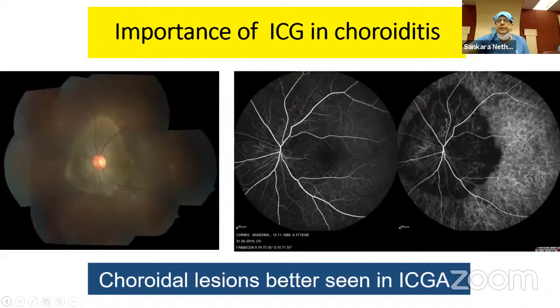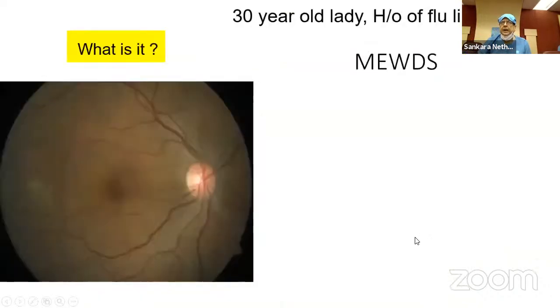Here is an example of choroidal lesions, and you can see the peripapillary lesions, which are not picked up by the fluorescein angiogram in the mid or late phase. And here you can see the ICG showed hypofluorescence, indicating the diagnosis of the lesions with the extent of the margin.